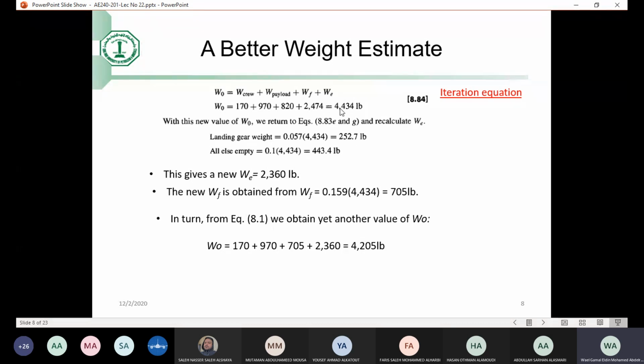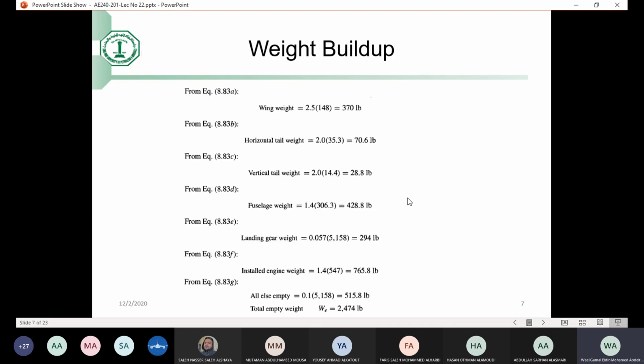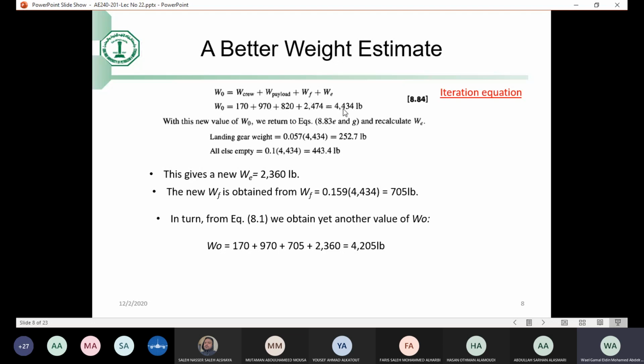So based on the new weight, I will calculate three things. I will calculate the landing gear weight, I will calculate the empty weight, and I will calculate the fuel weight, because for the fuel we have 0.159 times the total weight. This is the fuel to weight ratio that we had before. So I will take these three new numbers and put them in here and in here, and I will see what the new total weight is. It becomes 4,200. So you see the cycle.